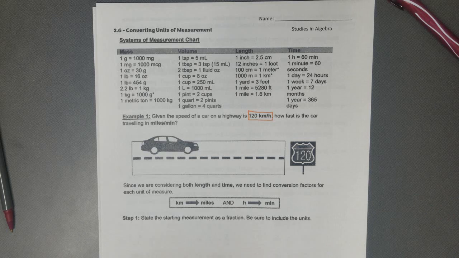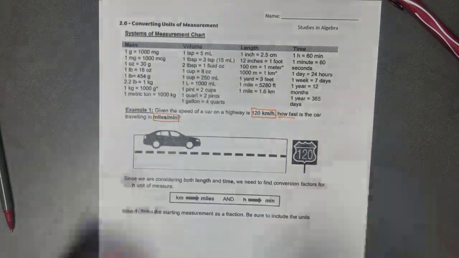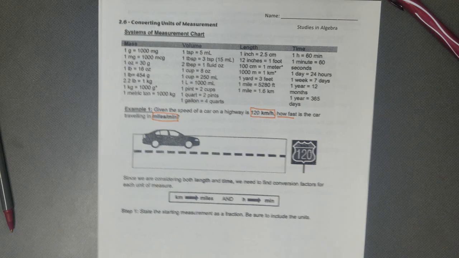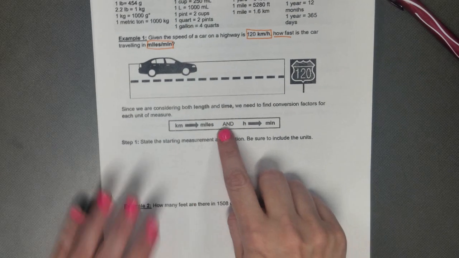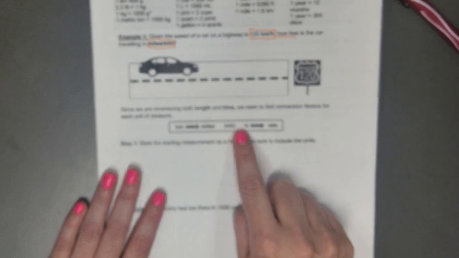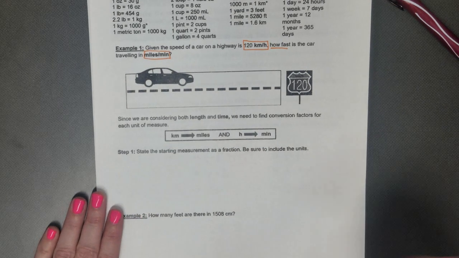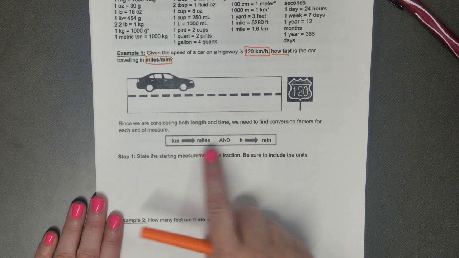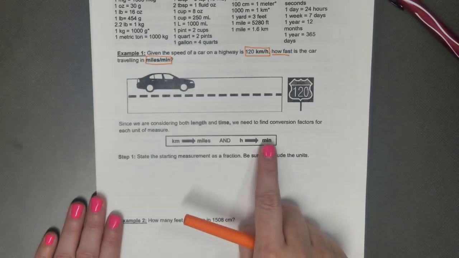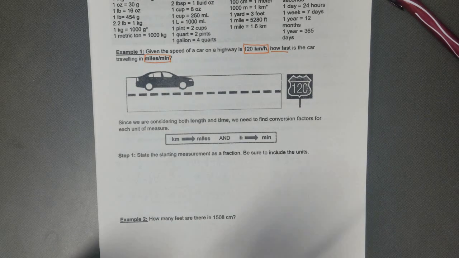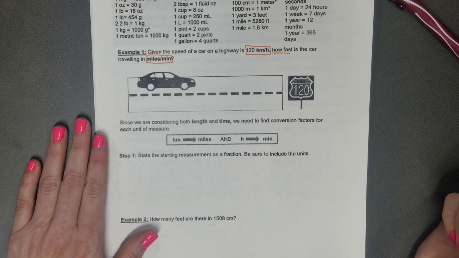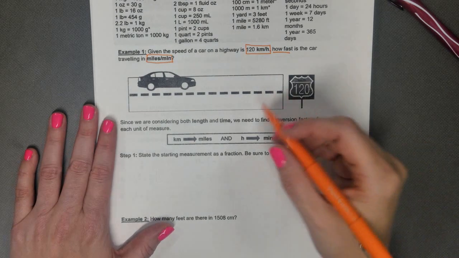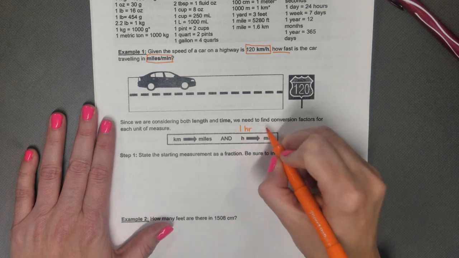And then it says, how fast is the car traveling in miles per minute? So because we're doing both the length and the time, we are going to have to convert kilometers to miles and hours to minutes. So let's see, don't we know how many minutes are in an hour? Yes, we do. How many minutes are in an hour? Yes, so 1 hour is equivalent to 60 minutes.